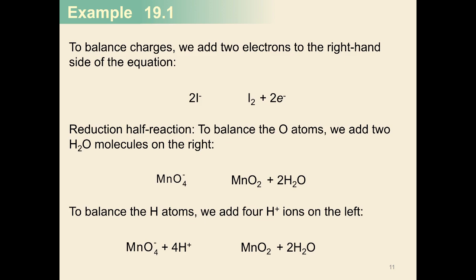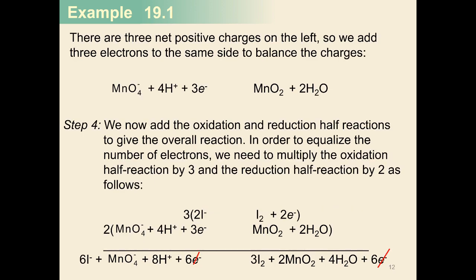This procedure is for balancing a redox reaction in acidic solution. But remember, this must be in basic, and later we will come to that. So you have your balanced reduction equation: permanganate plus the 4H+ plus the 3 electrons that must be added becomes manganese oxide and water.